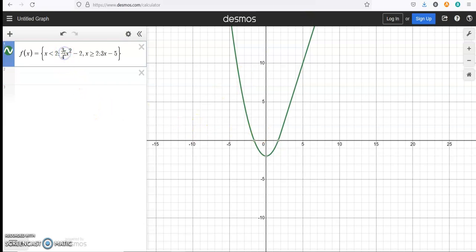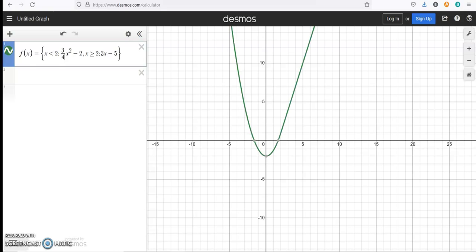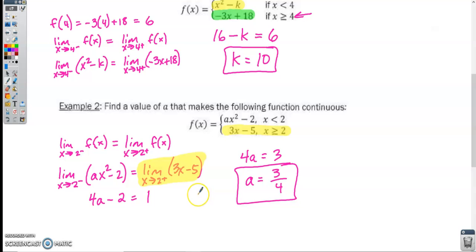Now, if I change the value of a here, suppose I made a 2 instead, you see how the two branches of the piecewise function don't connect. Any other value of a that I put in here, the two pieces do not connect. And so that's a little bit of graphical explanation, graphical support for that being our value for a. All right.